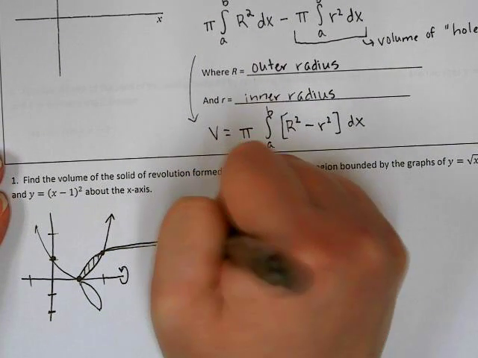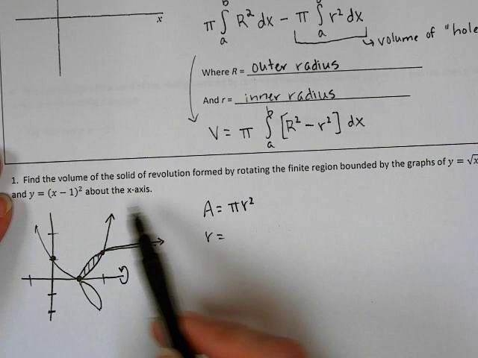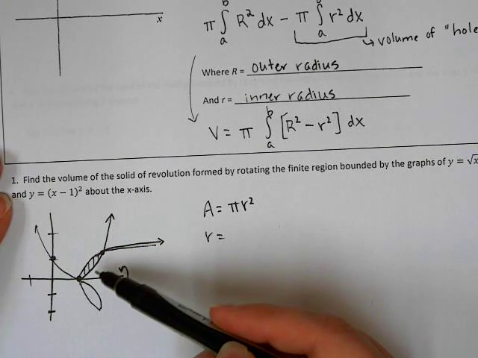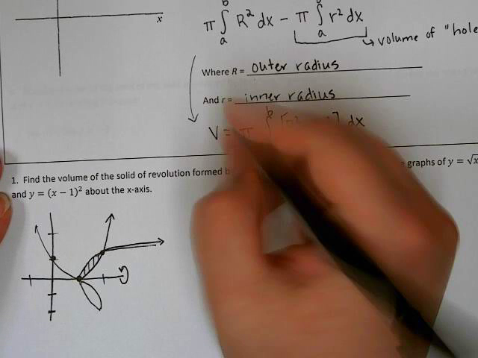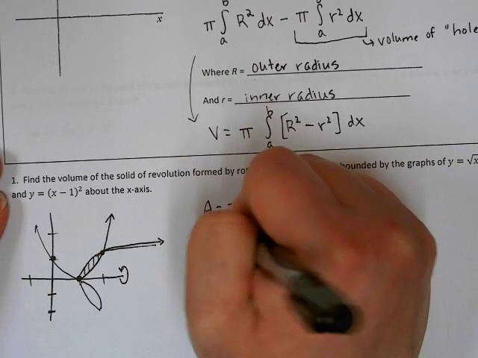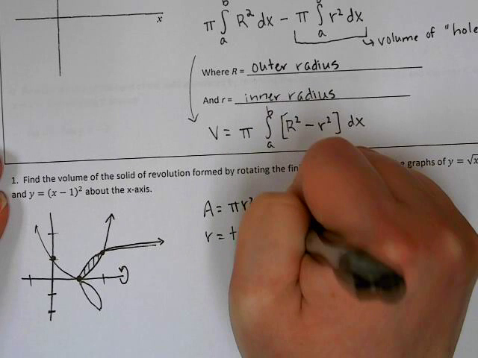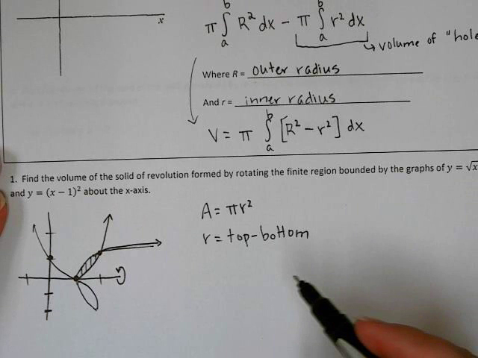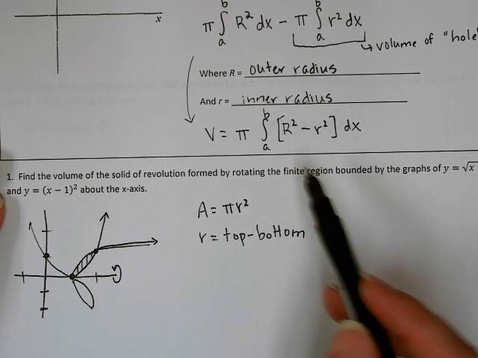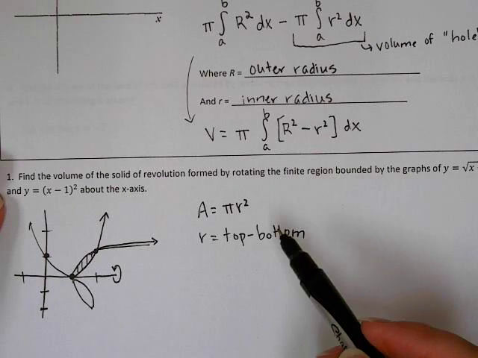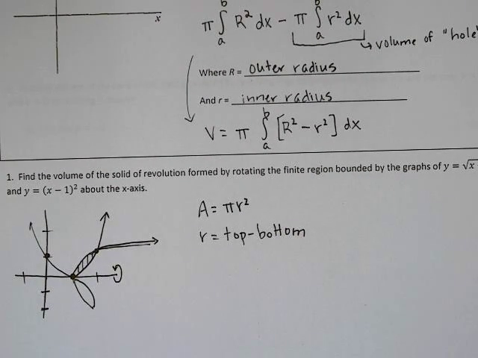And we know that since we're rotating about the x-axis, these are perpendicular to the x-axis, which means our radius is going to have to be top minus bottom. And our integral and our functions are going to have to be in terms of x. All right, so let's look at the radii here.